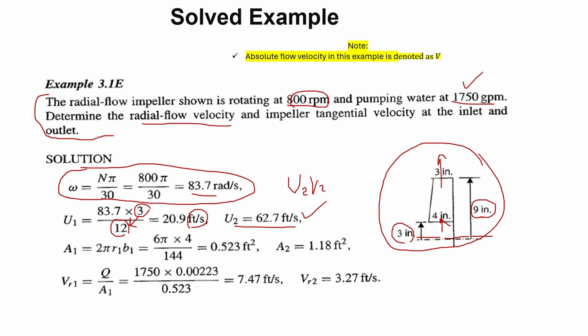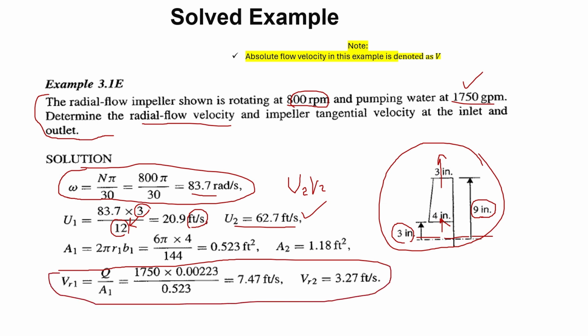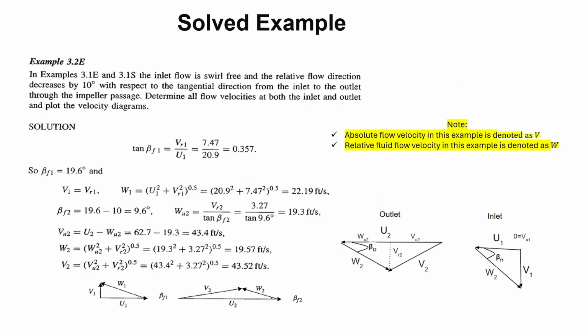So the radial flow velocity is always equal to the flow rate. Radial flow velocity meaning this is the axis of rotation, and we have the radial flow velocity this way. Now V, remember in the beginning I told you that in some cases you'll find me representing the absolute flow velocity as C. Here in this example I'm representing the absolute flow velocity as V. So just be careful of the notation difference.